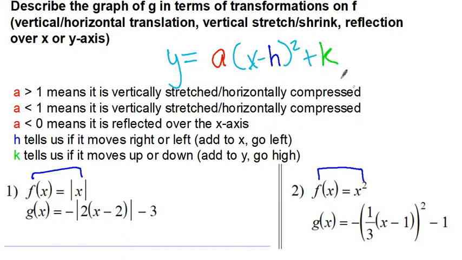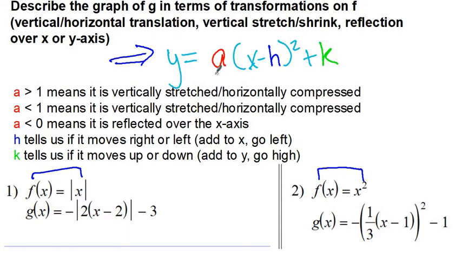And we want to describe what g of x does in terms of moving it. Does it move it up or down, left or right? Does it stretch it, and so on? And here's kind of a guide to help us. I just took the example of a parabola, but the same reasoning applies to absolute value.